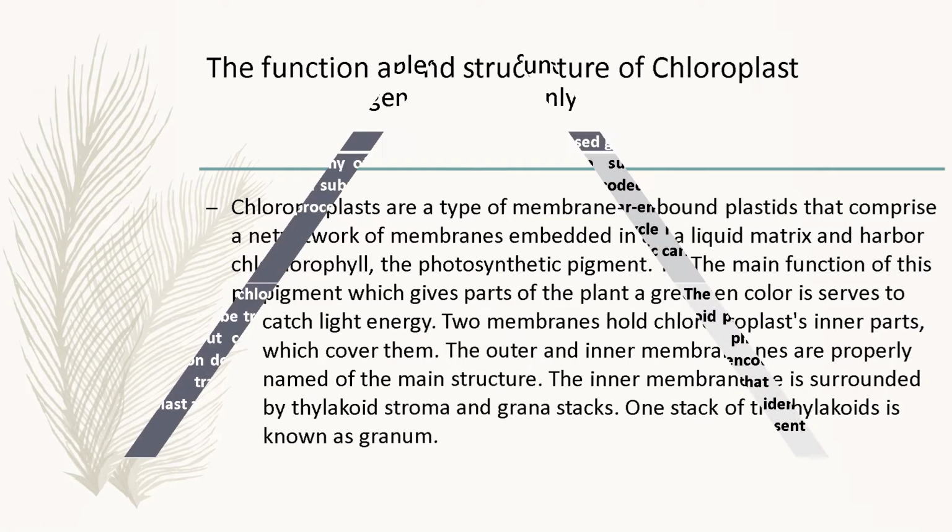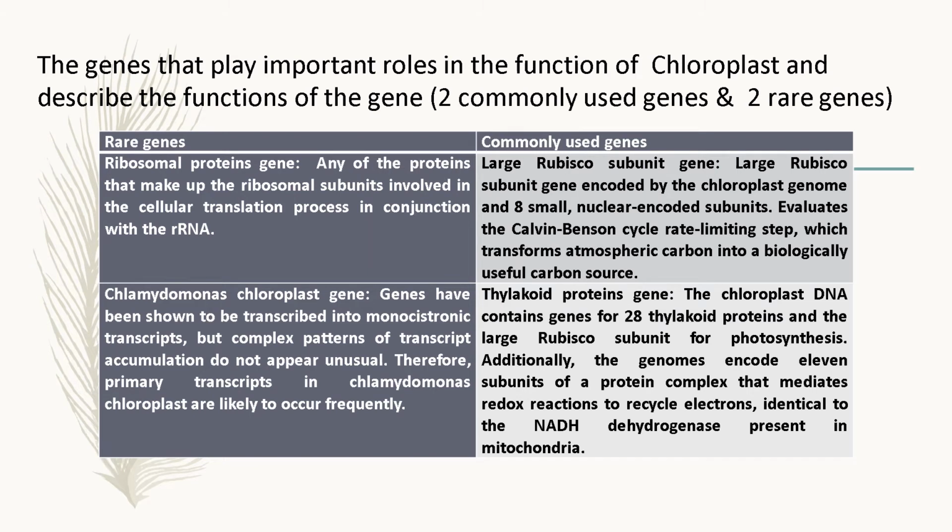Next, the genes that play an important role in the function of the chloroplast, and a description of the function of the genes. First, we have two commonly used genes and two rare genes. For the rare genes, there are two types. First is the ribosomal protein gene. These are proteins that make up the ribosomal unit involved in the cellular translation process in conjunction with the rRNA.